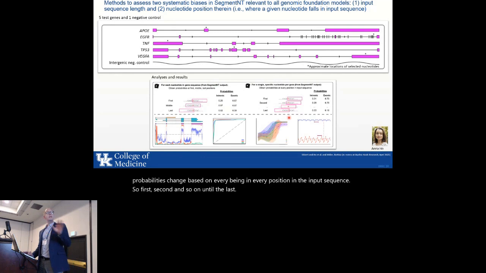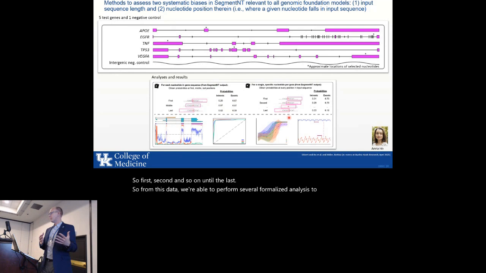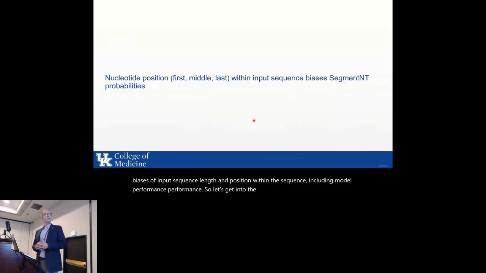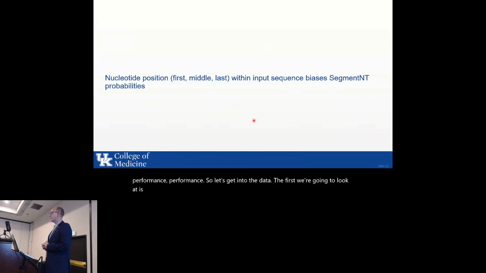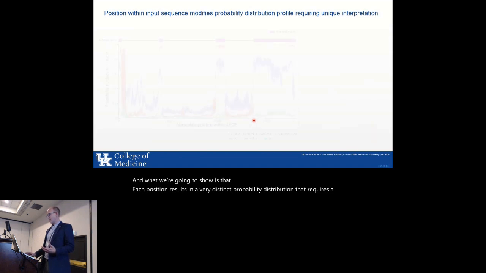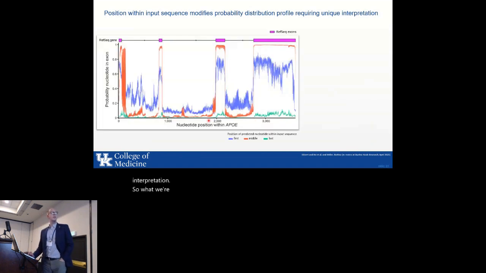So from this data, we're able to perform several formalized analyses to assess the biases of input sequence length and position within the sequence, including model performance. So let's get into the data. The first we're going to look at is nucleotide position, so whether that nucleotide is first, middle, or last, and how it biases SegmentNT probabilities. And what we're going to show is that each position results in a very distinct probability distribution that requires a unique interpretation. So what we're looking at here is ApoE.